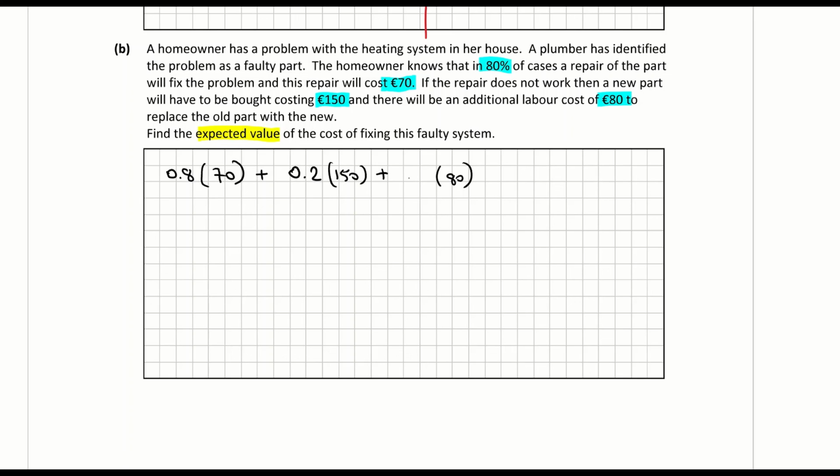So that's why we're only multiplying these by 0.2, because this is the 20% of the time that the old part cannot be fixed when we need to replace it. So just to clarify, this part here is the fixed, and this part here is the replaced when it's not fixed. And it's not fixed 20% of the time, and it is fixed 80% of the time. And when I type that into my calculator, add them together, I'm getting an expected value of €102. So that's part B. Part C, again, is completely different.